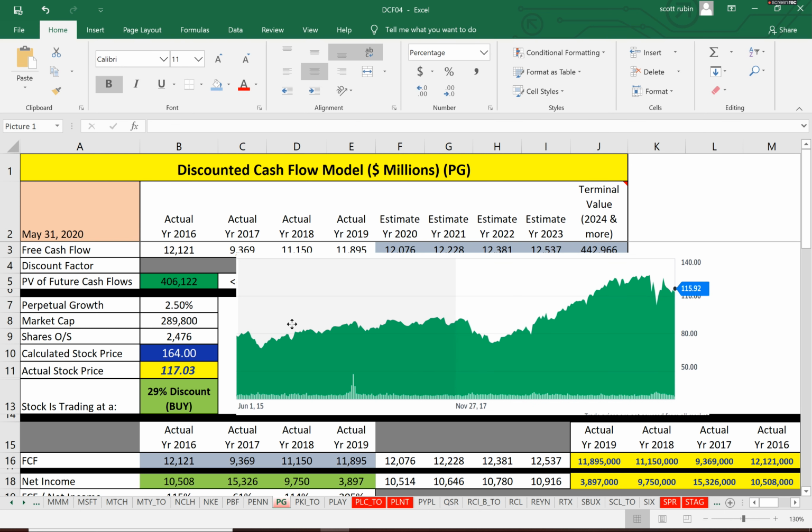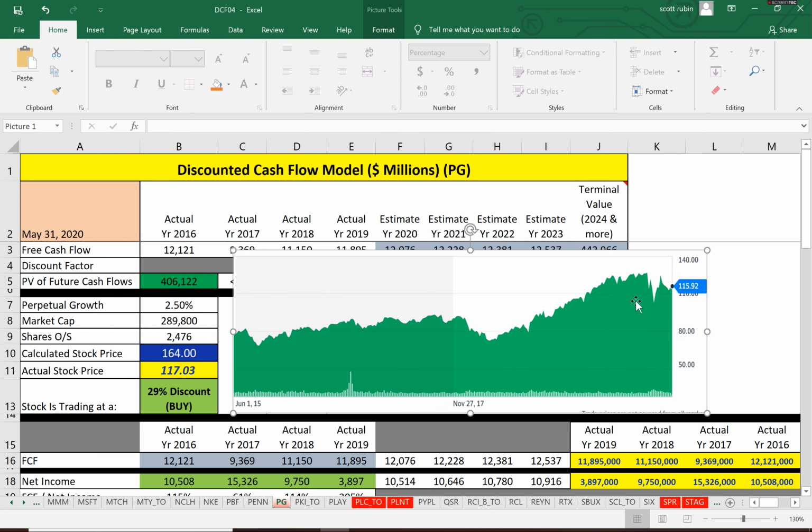Let's look at historical, where it was trading. So it was always trading at a discount, it appears. So stocks can trade higher or lower than intrinsic value. The stock price is based on market demand. If more people want the stock, it goes up in price. If more people want to sell the stock, it goes down in price.